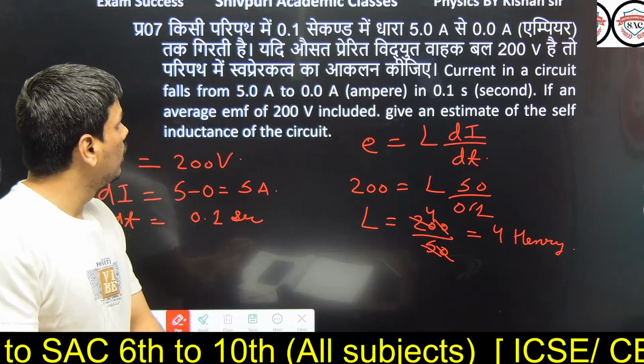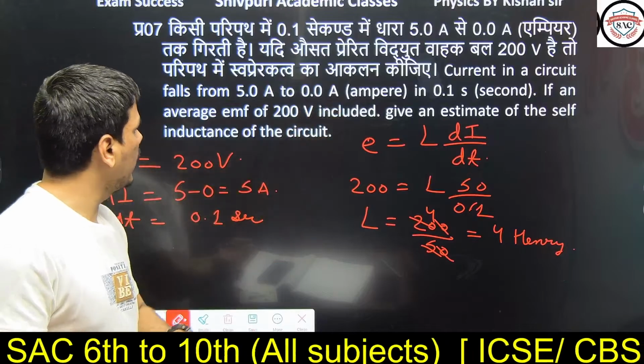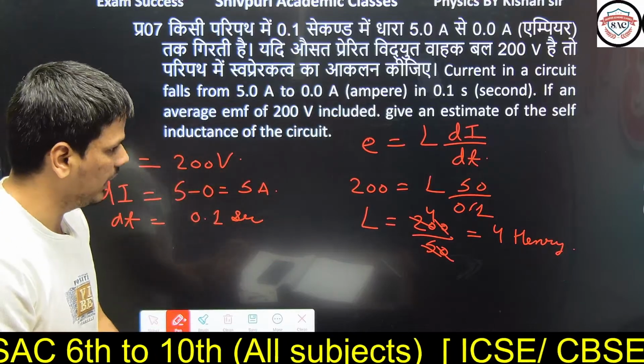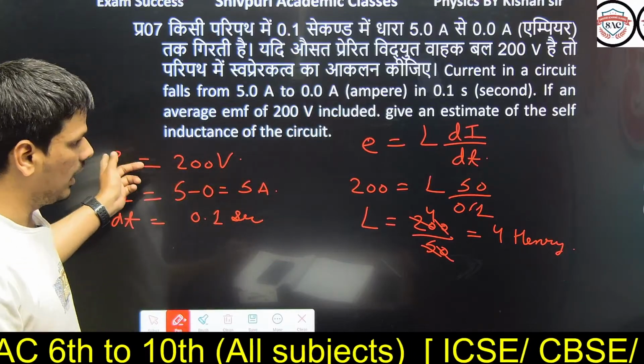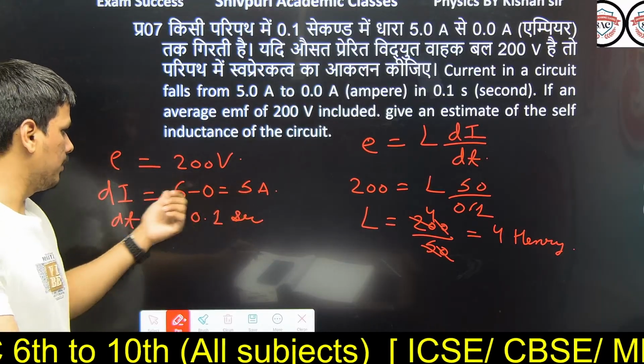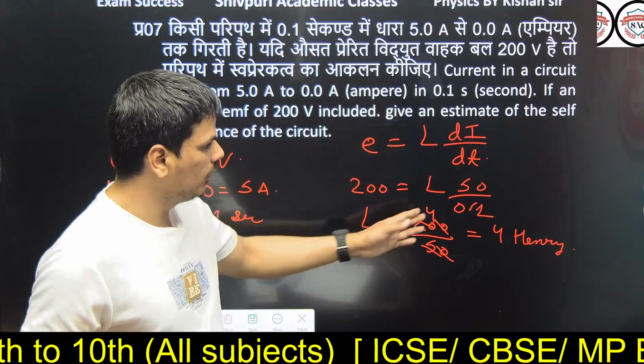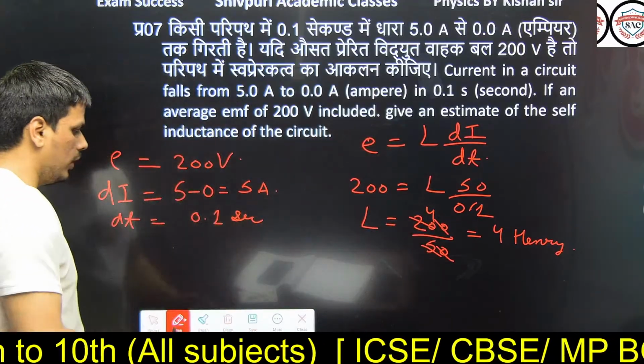So this is our question. We just have to calculate the self inductance of the circuit. We are given an EMF of 200 volt, di is 5 ampere, and the time duration is 0.1 second. If we put the values here, we will get our answer equal to 4 Henry.